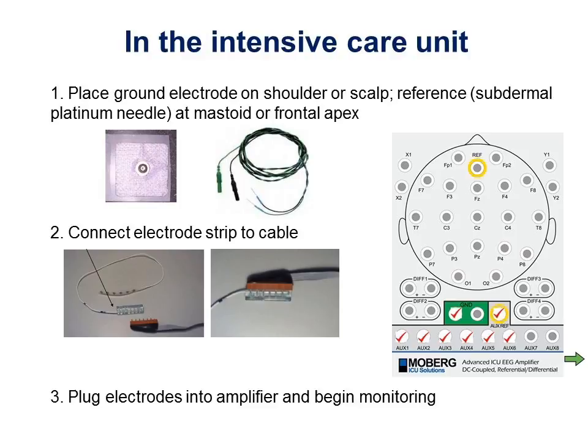And so here, for instance, is shown the face of the amplifier from Moberg ICU Solutions. This is the advanced ICU EEG amplifier that allows combined EEG monitoring as well as ECoG monitoring from these electrode strips. And here you just see the placement of six lead electrodes from the strip, as well as the connection of a ground and a reference.